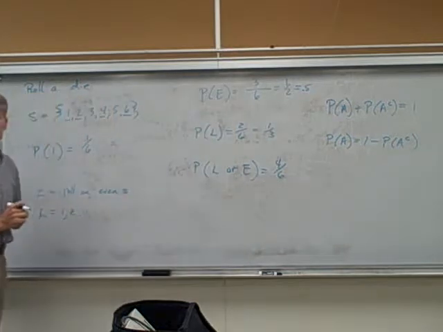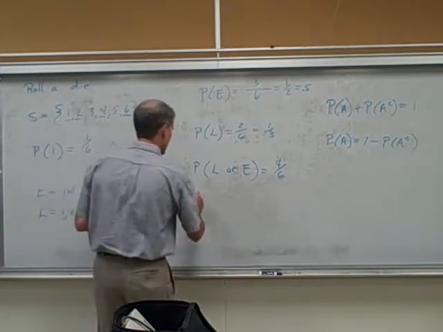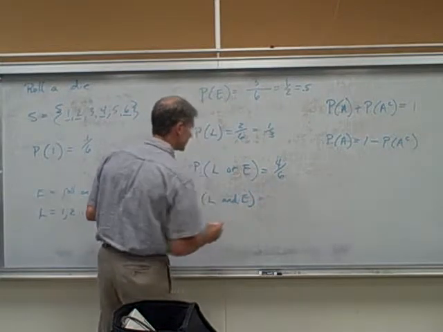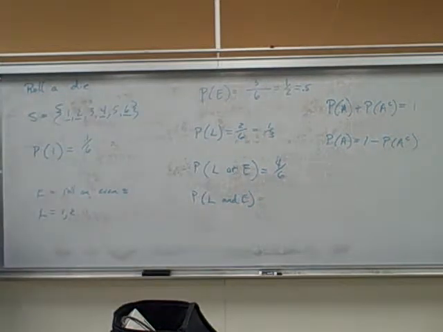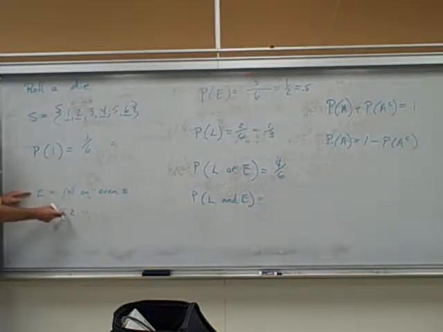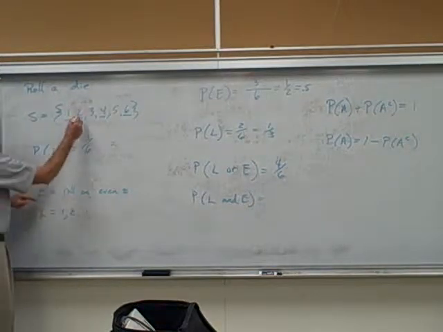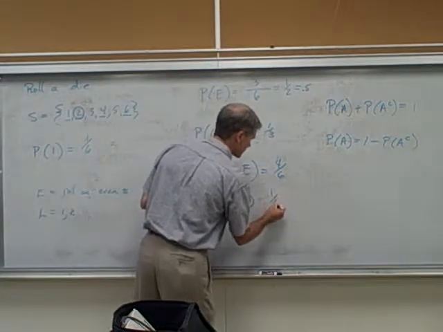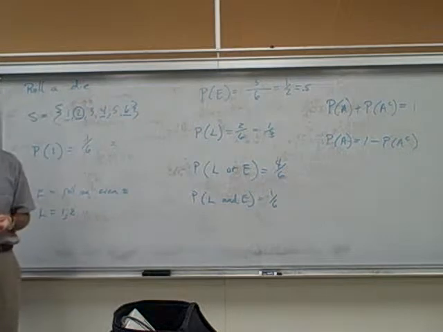Right? What's the probability of L and E? What does the word "and" mean? It has to meet both of them at the same time. So it has to be a little number and it has to be even. So there's only one number that does that, and that's the 2. So that one is 1 out of 6. Okay?